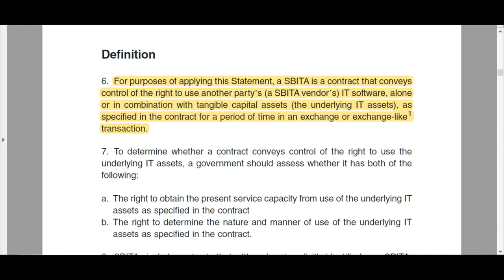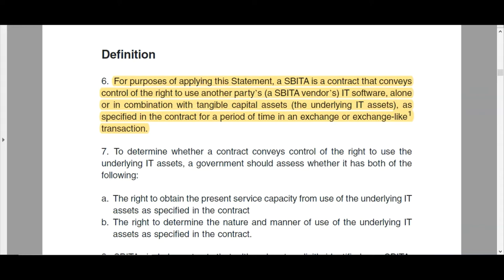So a SBITA is a contract, and the SBITA covers a period of time, and a SBITA is limited to software. A SBITA can be a contract that is for software alone, or a SBITA can be a software contract that is embedded within another IT contract for some sort of tangible capital assets.